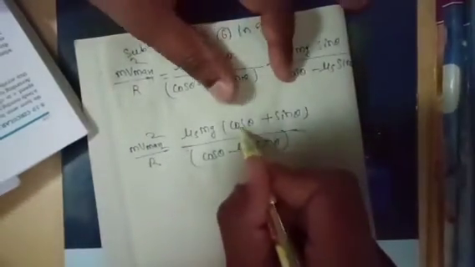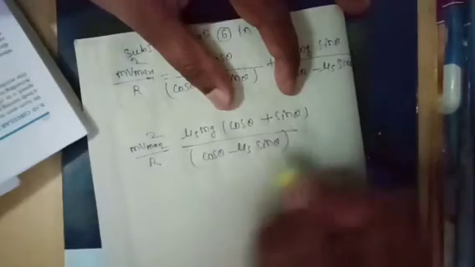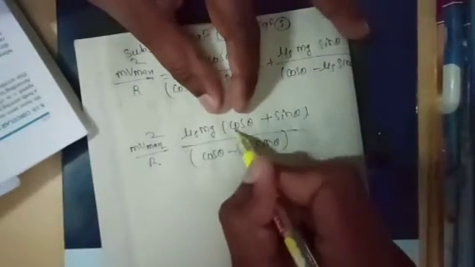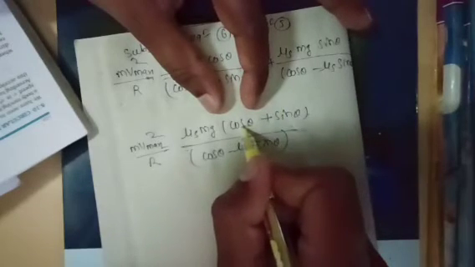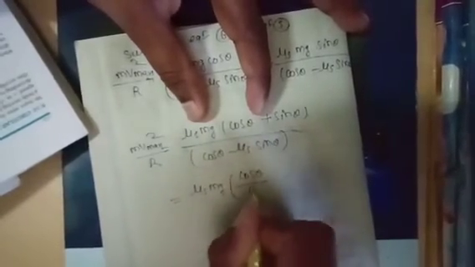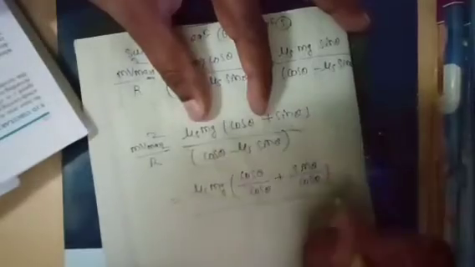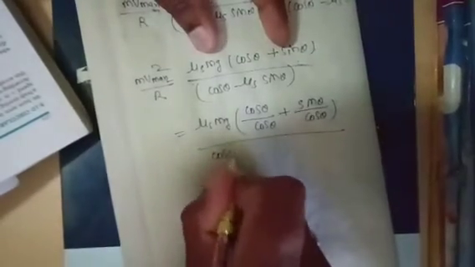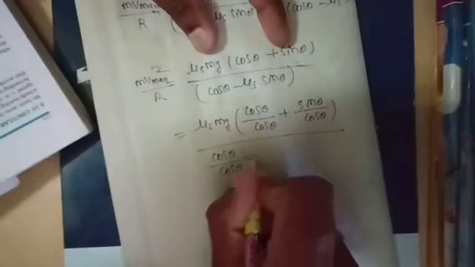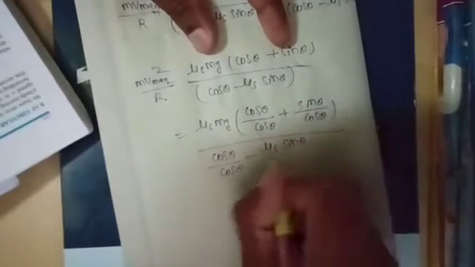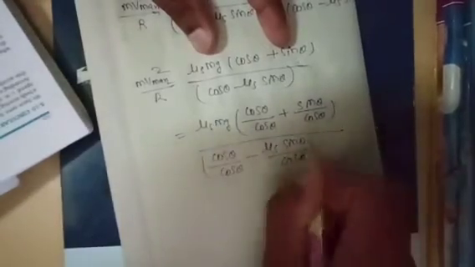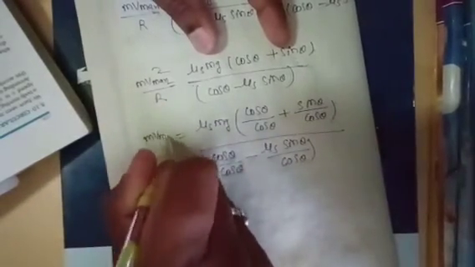Now, on the right hand side we divide by cos theta, taking it to the denominator. Therefore you can write mu s mg, cos theta divided by cos theta plus sin theta divided by cos theta. Similarly in the denominator also, cos theta divided by cos theta minus mu s sin theta divided by cos theta. On the left hand side, as it is, m v maximum square divided by r.